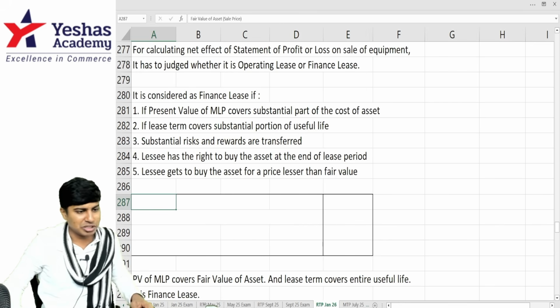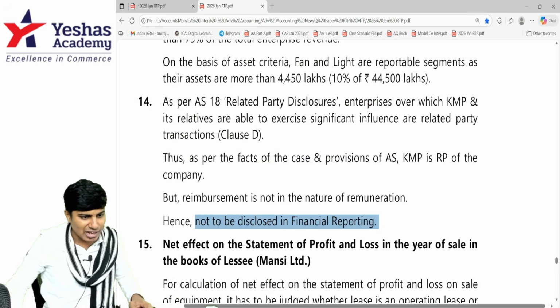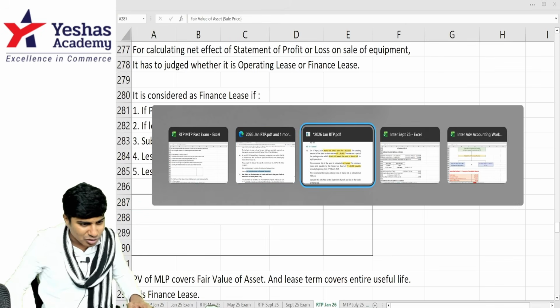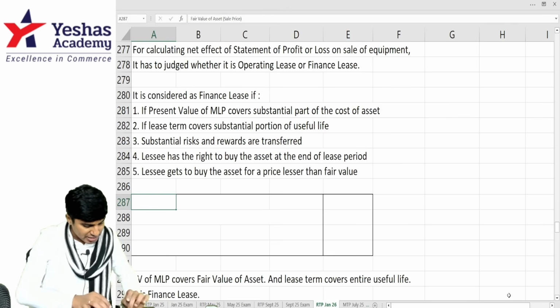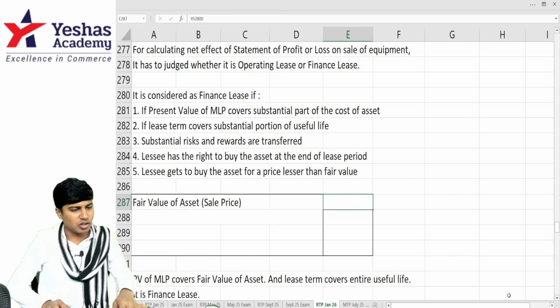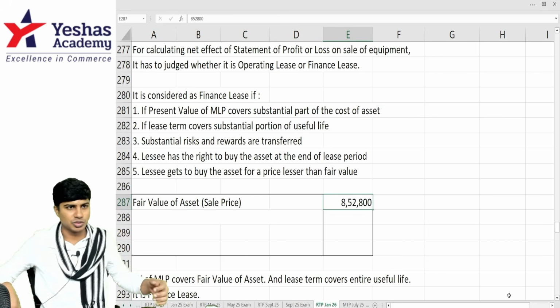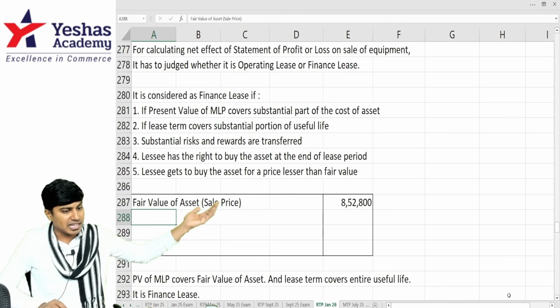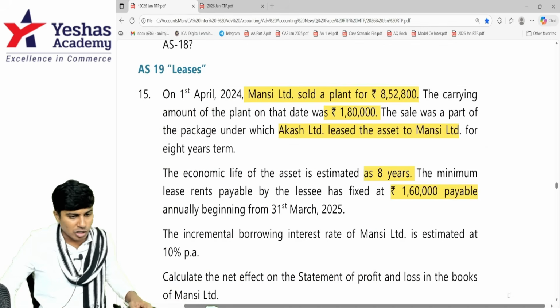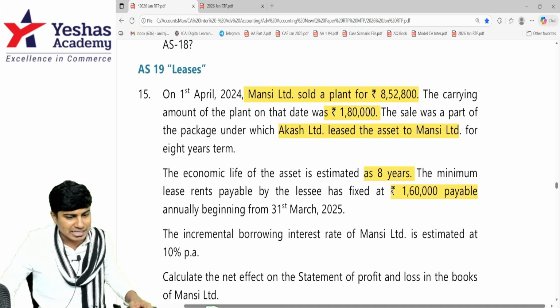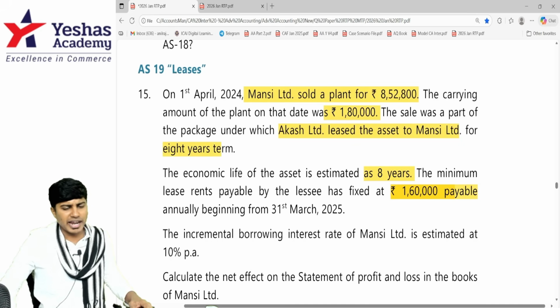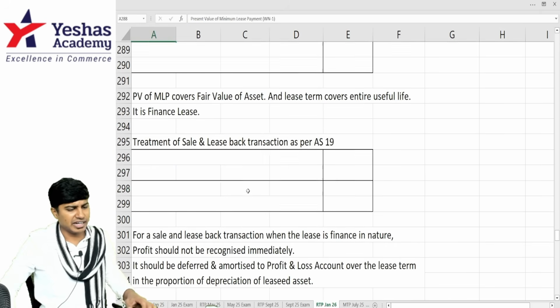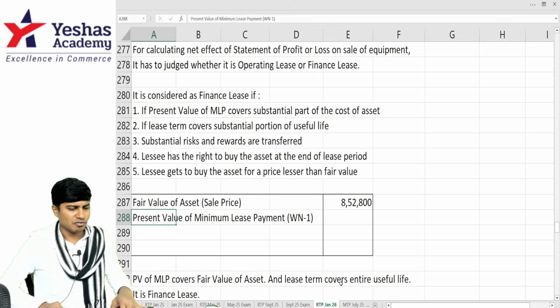And they've not given direct information to us here. What is the fair value of the asset? No, they have not told that. We'll check by comparison. Fair value of the asset, that is sale price, is 8,52,800. Once I sell it to him, that is considered to be the fair value. At what price is he giving it back on the lease? 1,60,000 payable. How many years? Lease period is 8 years. For 8 years, he is giving it at 1,60,000. We'll identify the present value of the future lease payments.